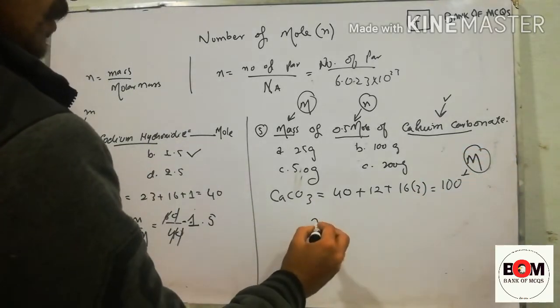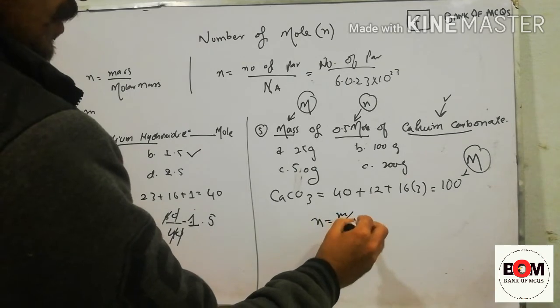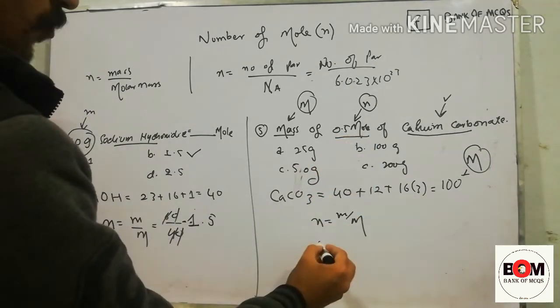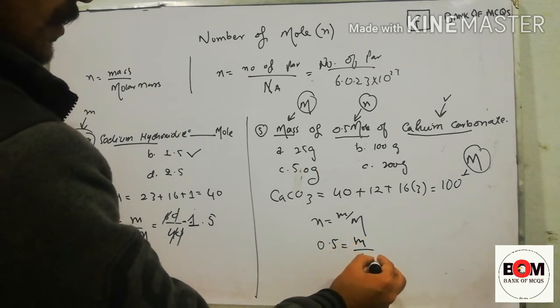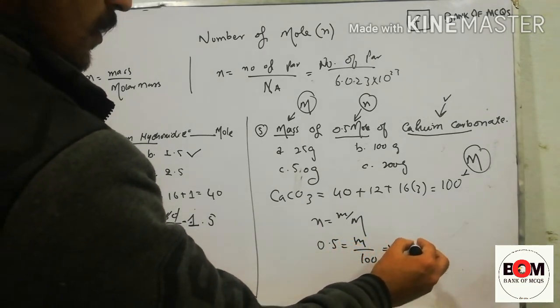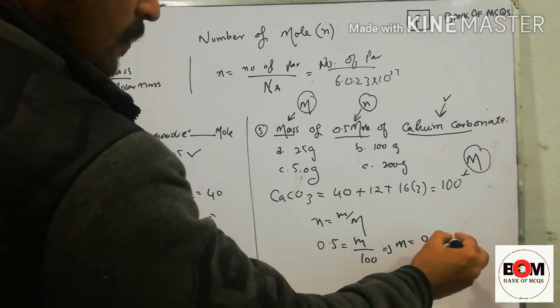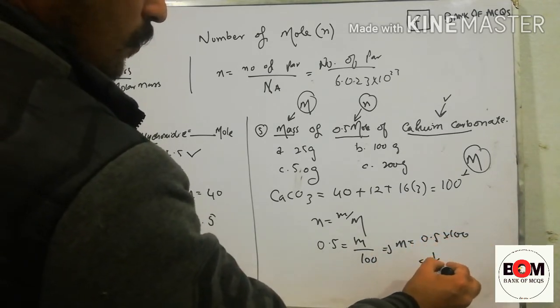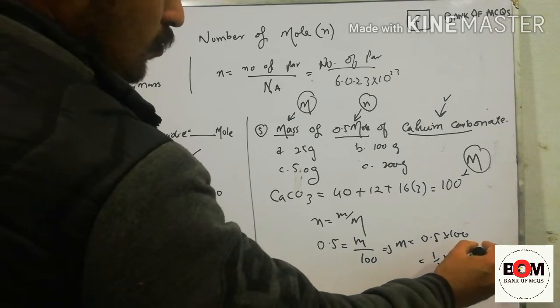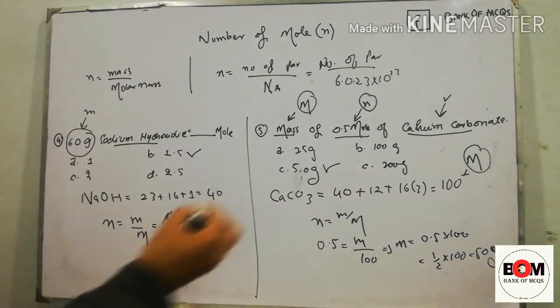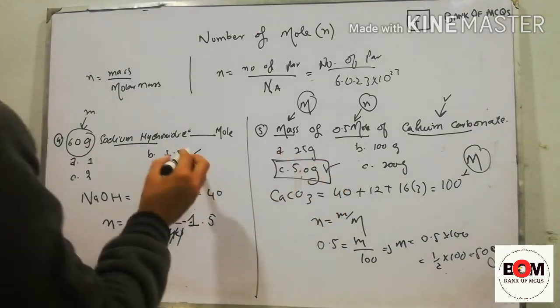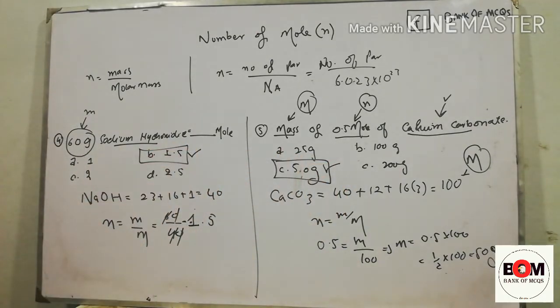So we know that number of moles is equal to mass divided by molar mass. The number of moles is 0.5, mass we have to find, and molar mass is 100. So mass is equal to 0.5 multiplied by 100, or 1/2 multiplied by 100, that is equal to 50 grams. So option C is correct, and in the previous question option B was correct. Now we will solve 2 to 3 more MCQs for further learning and confirmation.